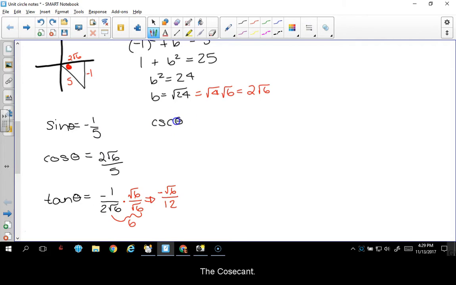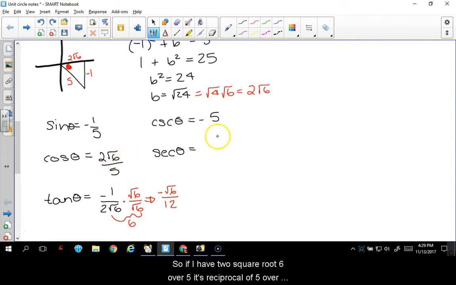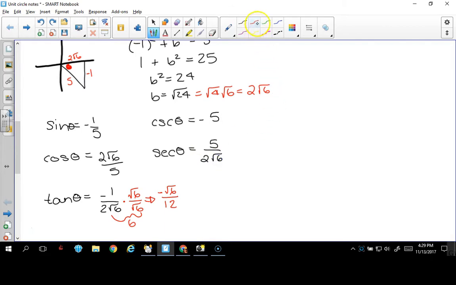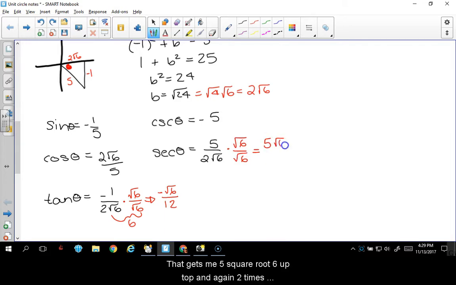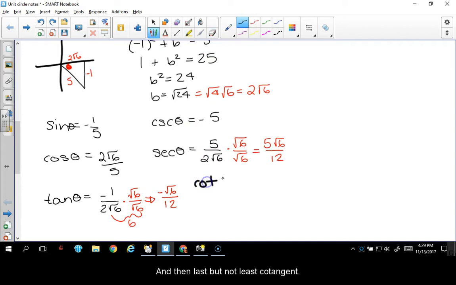The cosecant: sine is -1/5, its reciprocal is -5. The reciprocal of cosine is secant, so if I have 2 square root 6 over 5, its reciprocal is 5 over 2 square root 6. But again, I can't have a square root in my denominator, so I've got to multiply by square root 6 over square root 6. That gets me 5 square root 6 up top. And again, 2 times square root 6 times square root 6 is 12. And then last but not least, cotangent.